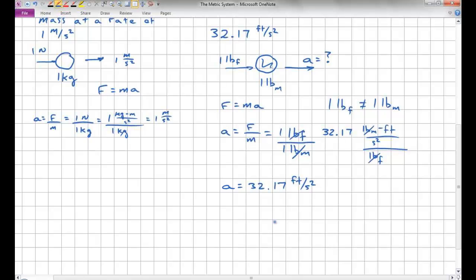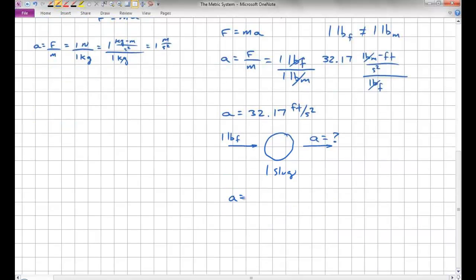So I'm going to draw the same object again, except this time I'm going to say the object has a mass of 1 slug. And to this slug, we're going to apply a force of 1 pound force. And in this case, we want to figure out what is the acceleration of this object. So the acceleration, again, is equal to F over m. We're going to apply a force of 1 pound force, and the mass of this thing is 1 slug. So how do we get these weird units in terms of acceleration? What we want is something in terms of a foot per second squared.